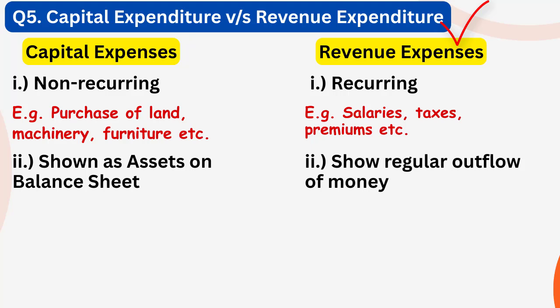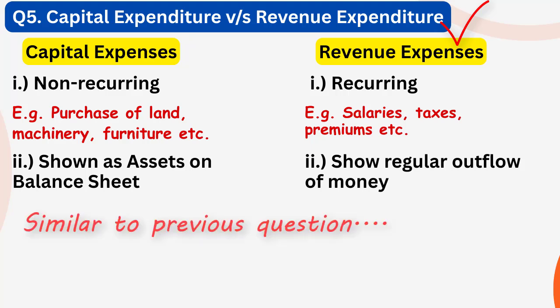So now this is quite similar to the previous question where we saw receipts. And if you have understood that, this one is going to be pretty easy for you. So the expenses that are non-recurring in nature are considered to be capital expenditures. You receive their benefits for a very long time. For example, if you purchase a land, machinery, furniture or any other such things, it is a capital expense.